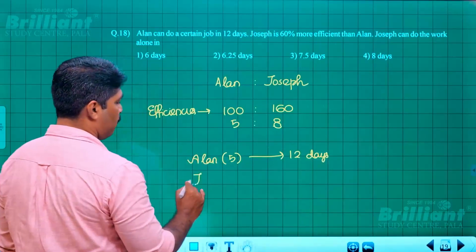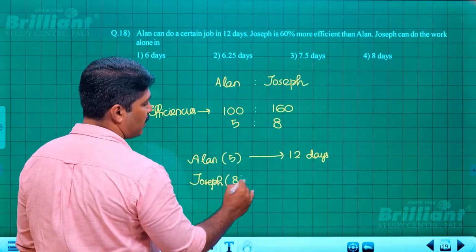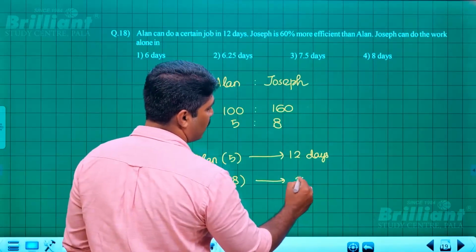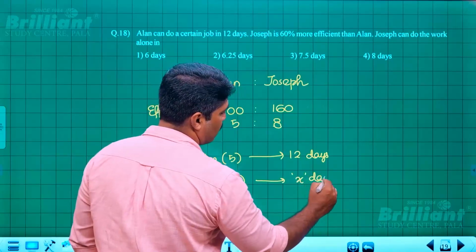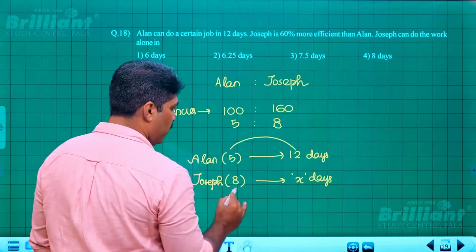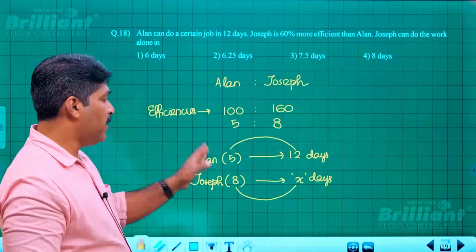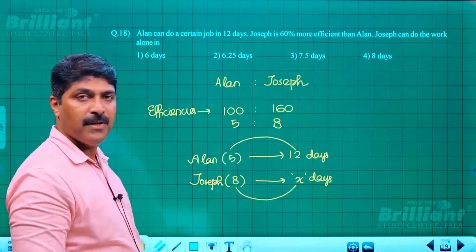And Joseph, his efficiency is 8. So how many days are required? Suppose it is X days. So what is the result here? The product of these two values should be equal to the product of these two values. That's a simple logic. That is M1 into D1 equals M2 into D2, like that.